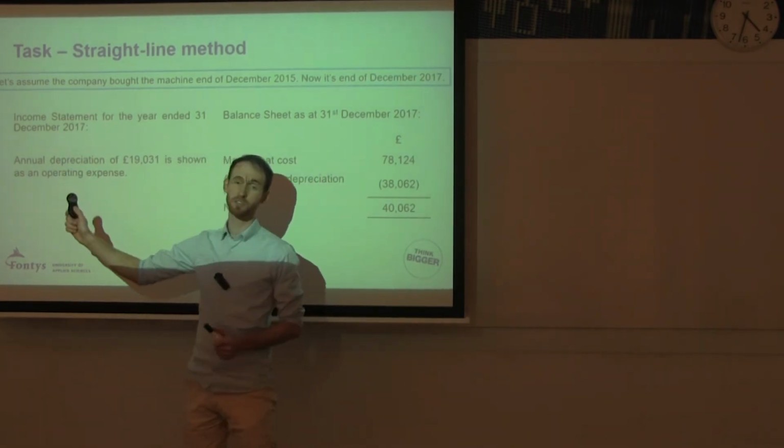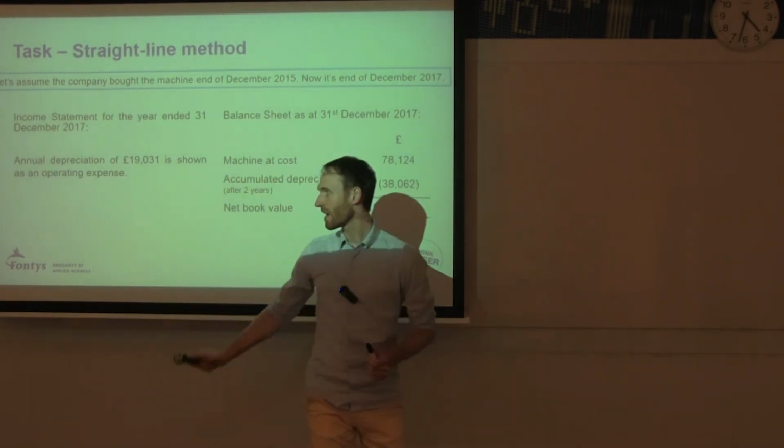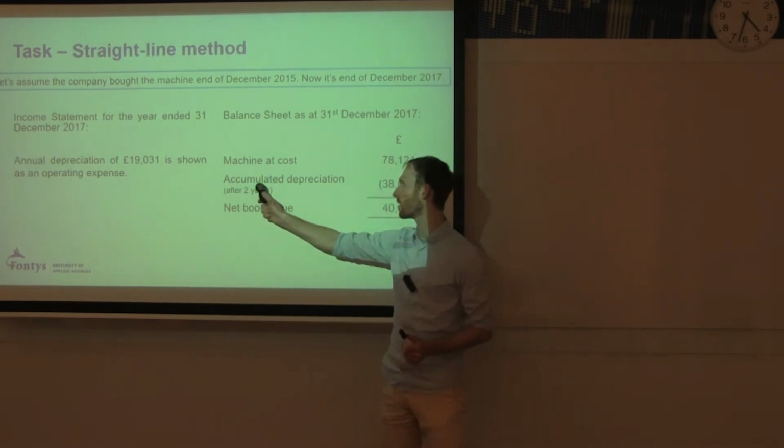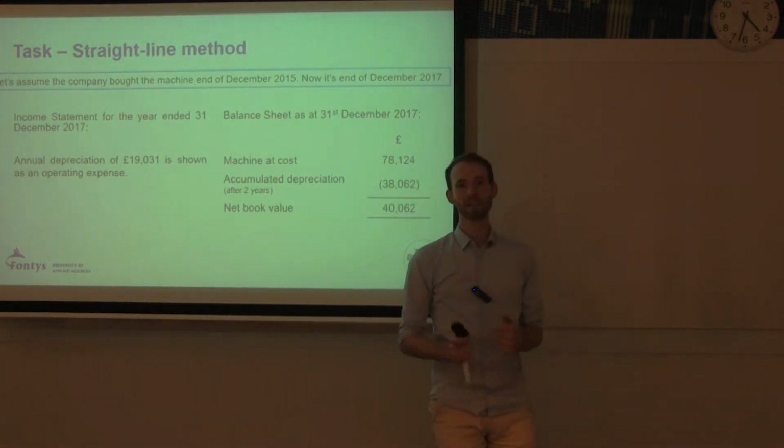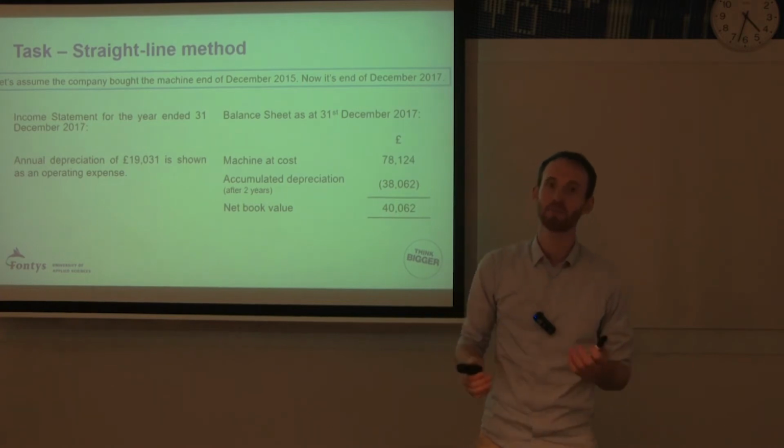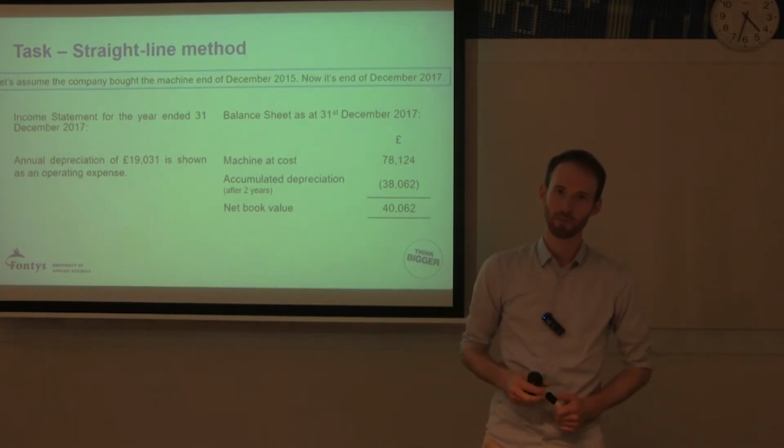The annual one is always to be found in the income statement. And we have a total one, accumulated one, which you might be able to find in the balance sheet if the companies decide to disclose this information separately.